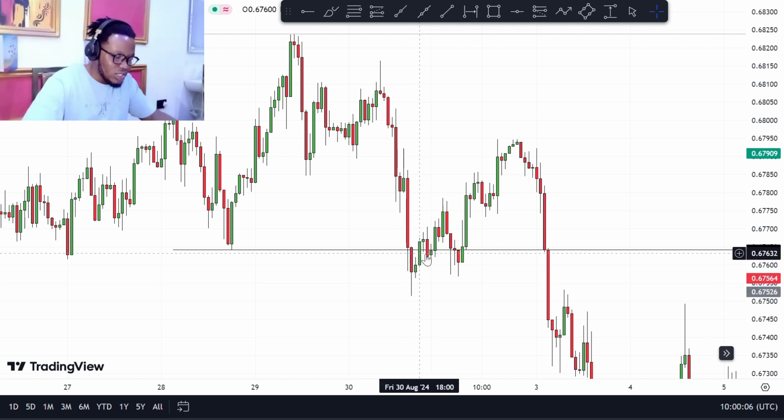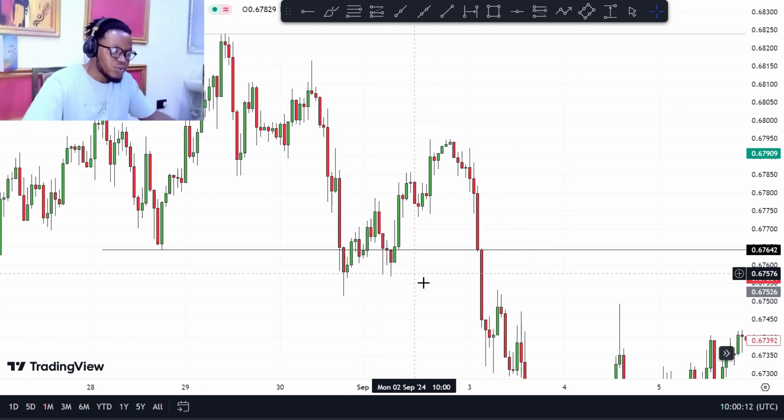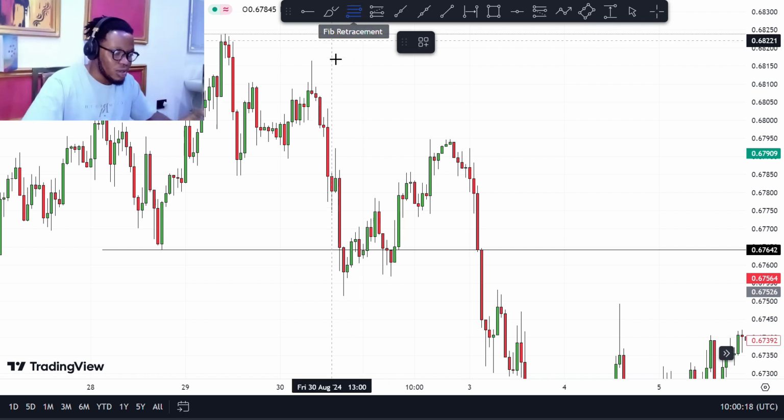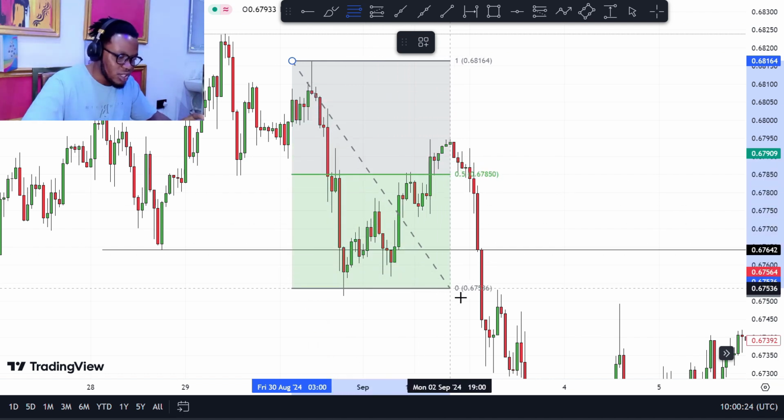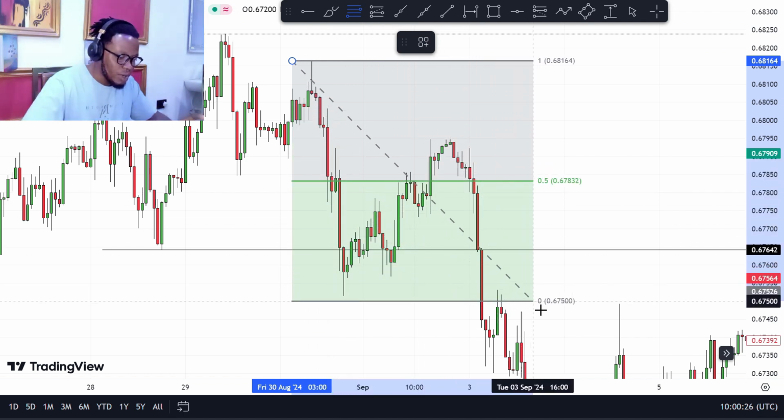Can you see this? A candle closing below it. So this is a shift in market structure. Now we are waiting for a retracement. Remember your premium and discounts. So we'll take out our premium and discount from the high to the lowest point price came to.